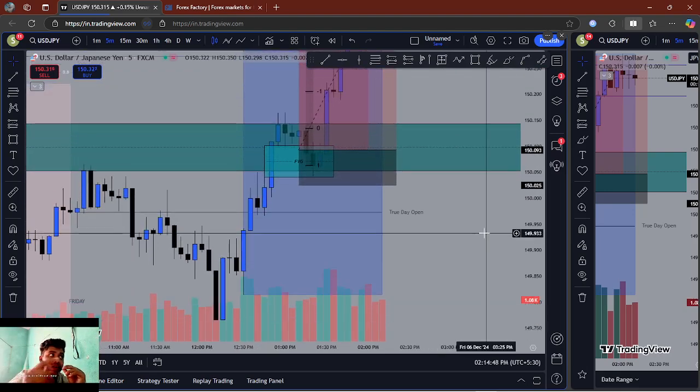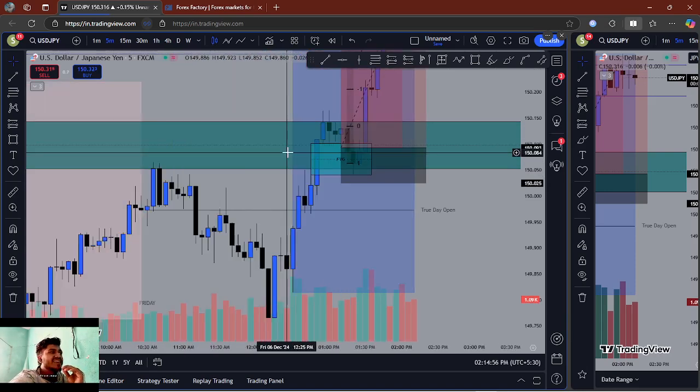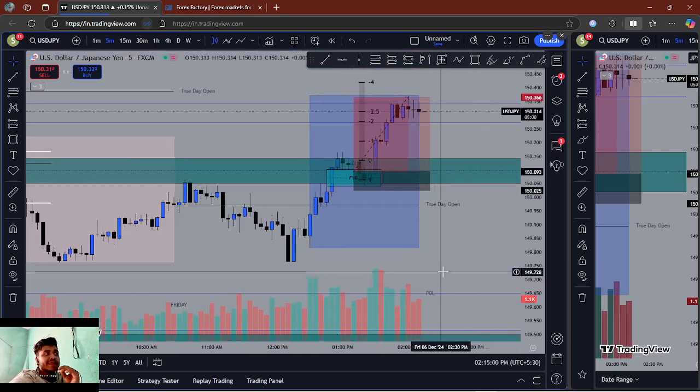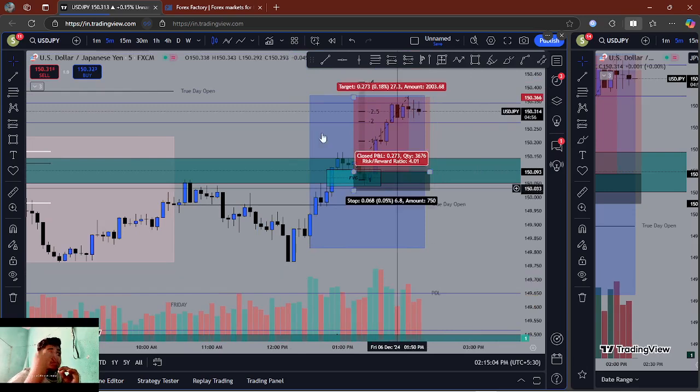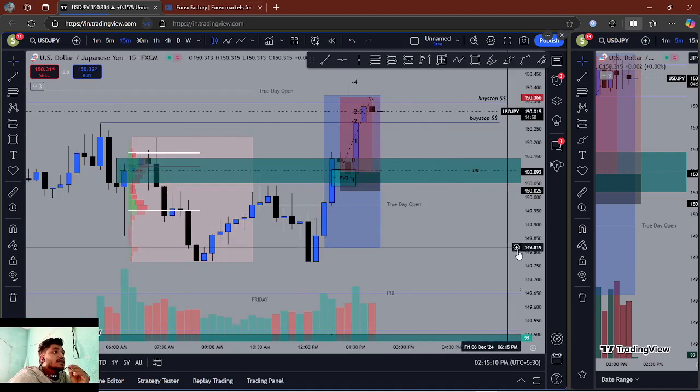Instead, what I found was price actually broke through the mean threshold of the order block. The mean threshold was broken, and it was not broken by just a wick or anything. It was broken with a solid candle with the volume going higher.